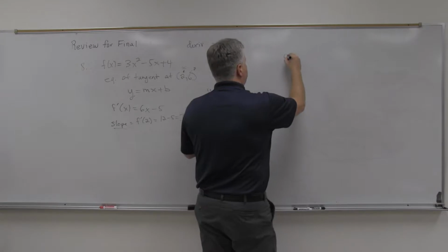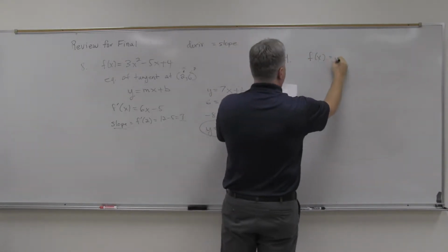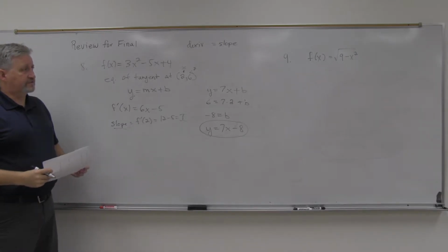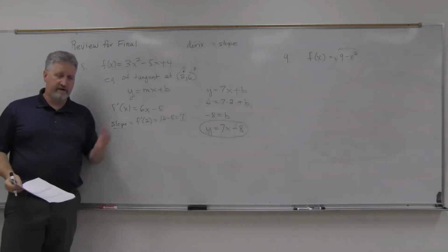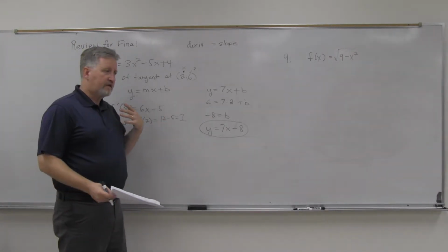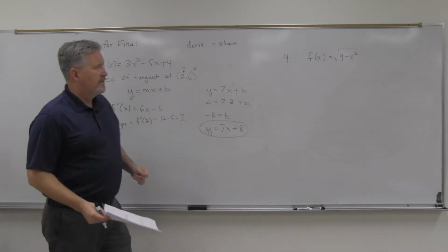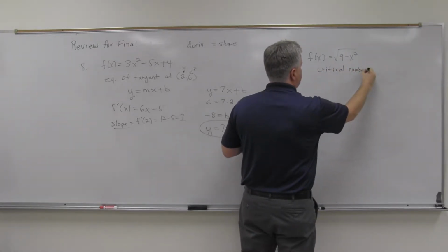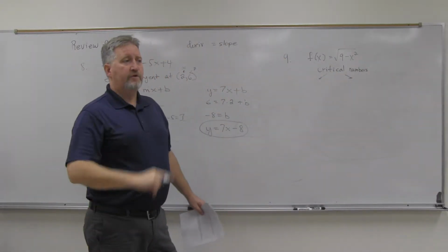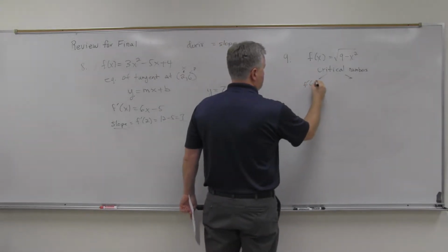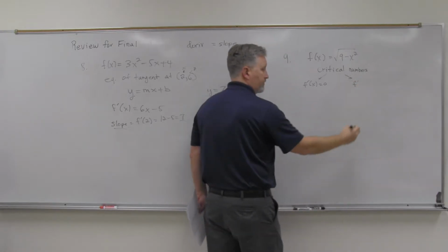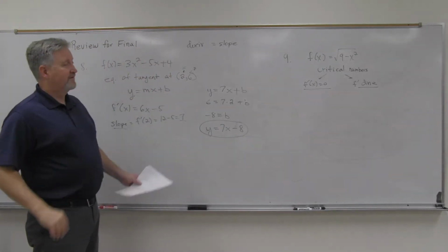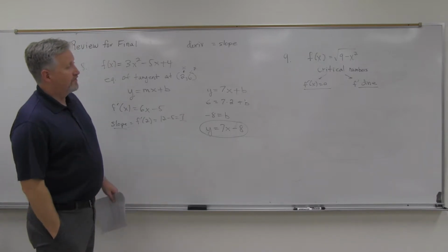All right, number 9. What I've got there is a question about the critical numbers. We saw that certain things happen at these so-called critical numbers, and they're important to find because, for one thing, they give you where maximums and minimums occur. As far as critical numbers go, we've got two types. We can have a critical number where the derivative equals 0, or where the derivative does not exist.